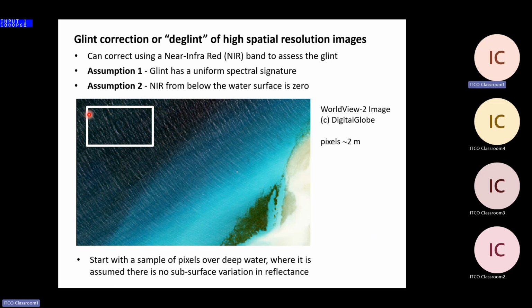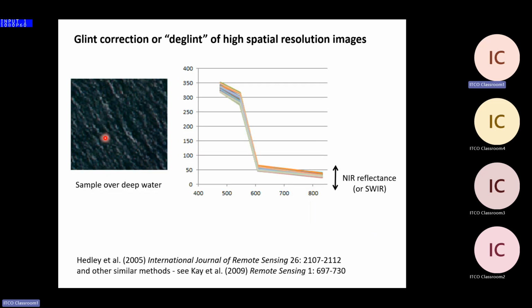So you start with an area, a deep water area like this, and you're saying, okay, it's an area where if there wasn't glint there, I'd expect it to be homogeneous. I'd expect that area to look the same. So over deep water, if this glint wasn't here, all the pixels would have the same reflectance. That's what you're assuming. And what happens is you make a regression.